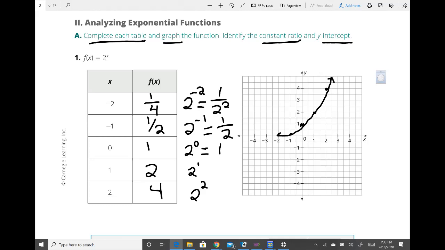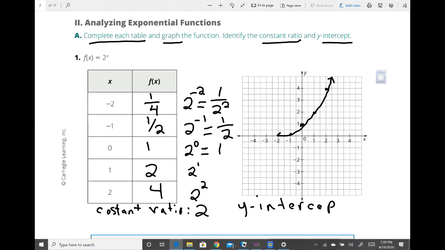Next thing we want to do is find the constant ratio. So what's our constant ratio? The constant ratio is the number that we're multiplying by, or that we're going by. How much are we multiplying by every time? If you have trouble with fractions, don't look at the fractions, look at the whole numbers. How do you go from 1 to 2? You multiply by 2. From 2 to 4, you multiply by 2. So our constant ratio is 2. That means we're multiplying by 2.